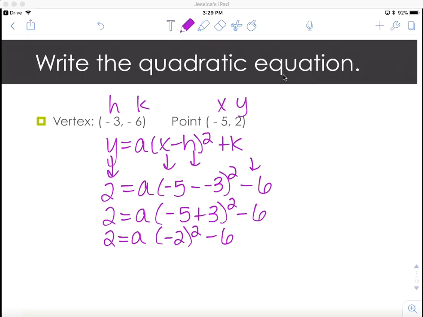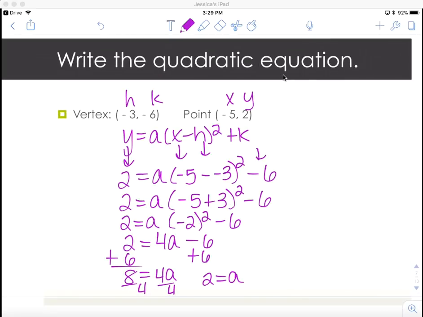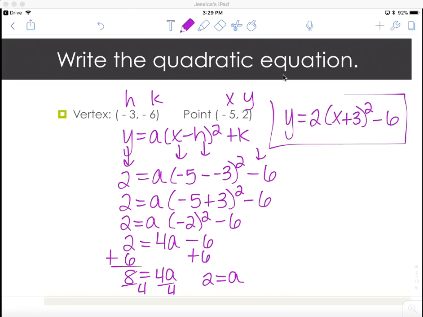And negative 2 squared is positive 4. I can write that as 4a. From here, I'm going to add 6 on both sides. Divide by 4. And what I just found is that a is 2. A is 2 is not my final answer, though. My answer has to be an equation. So I plug in a, I plug in h, and I plug in k, making this my final answer.